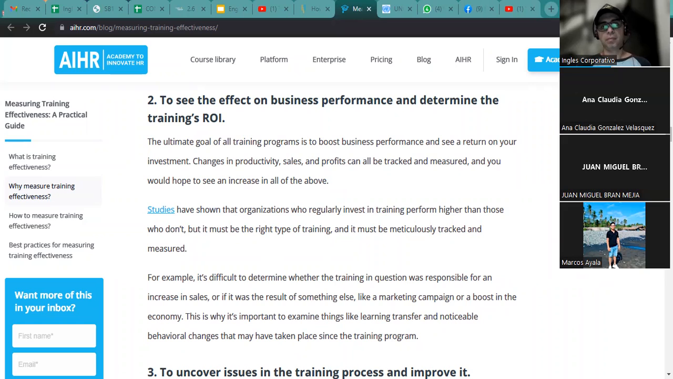Okay. That a goal that the company has to set is to determine the return of the investment. For example, they have to track all the changes since the training was given and determine and measure if the training was responsible for that or if it was something else, something external. So they can determine and measure if the investment that they did has a return for the company. So it's important. Okay, perfect. Remember that this is a financial decision as well. So we need to determine if the investment is something valuable for the company.